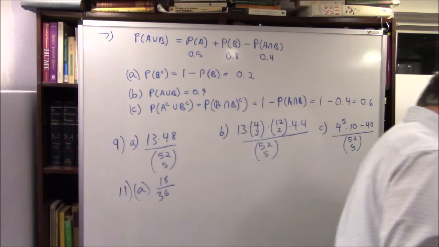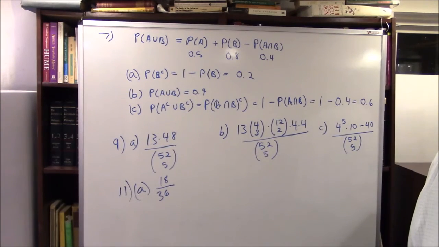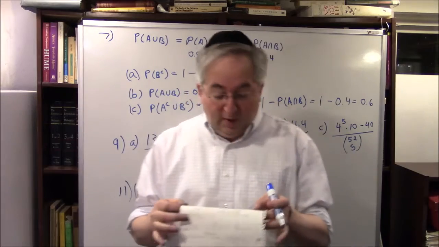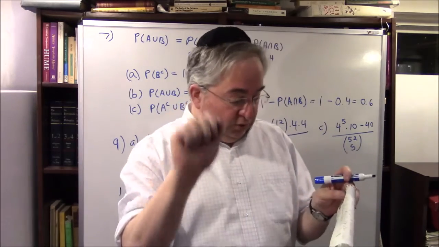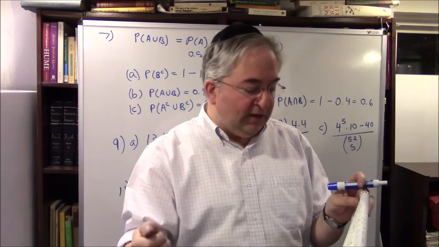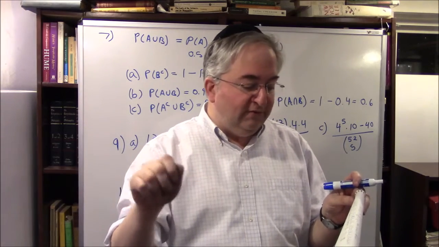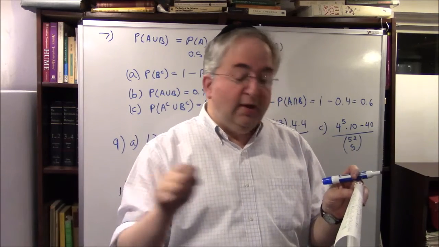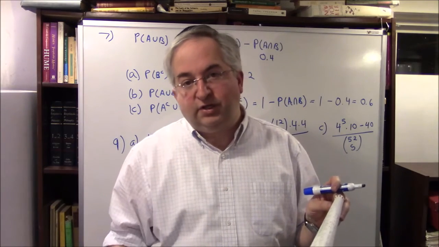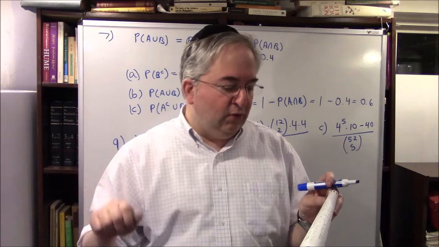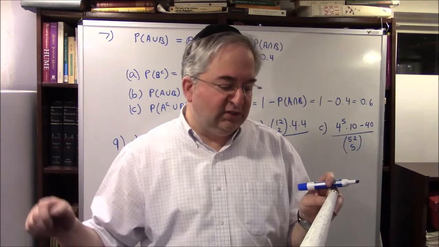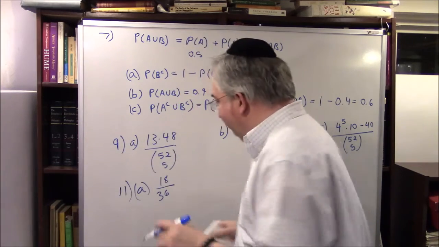Number 11B. The value on the red die is bigger than the value on the black die. Again, there's no quick way of doing this, you just have to do it. The red die is 2, the black die is 1. 3 and 1, 4 and 1, 5 and 1, 6 and 1. 3 and 2, 4 and 2, 5 and 2, 6 and 2. All the times one die is larger than the other die. 4, 3, 5, 3, 6, 3, 5, 4, 6, 4, 6, 5. Anyways, there are 15.